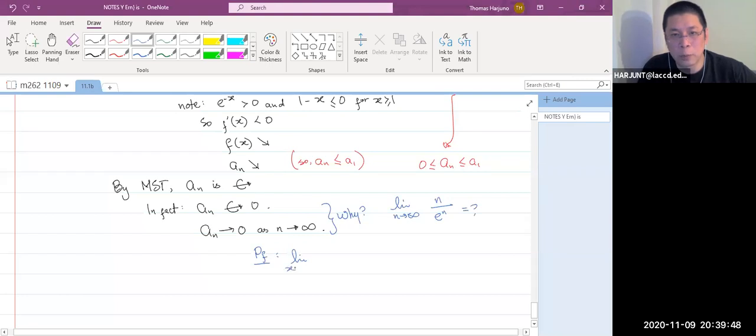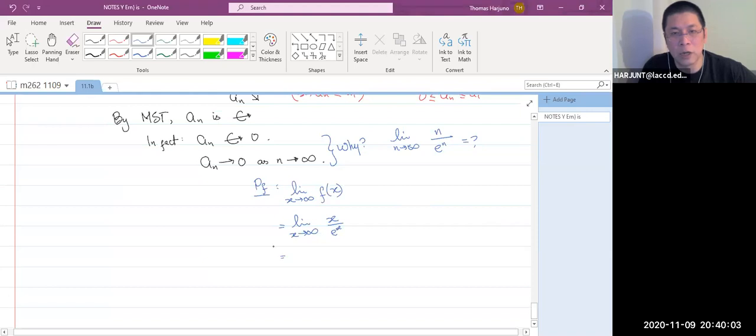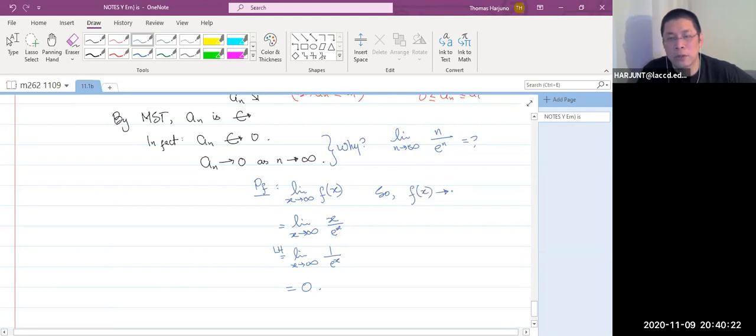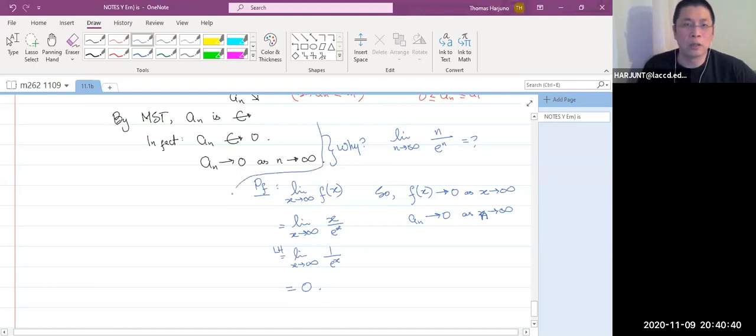Look at the limit of the superposition function. The reason I use the superposition function is so that I can use L'Hopital's rule. So, as f(x) converges to 0 as x goes to infinity, then A sub n converges to 0 as n goes to infinity. Notice that the blue part here can be done.